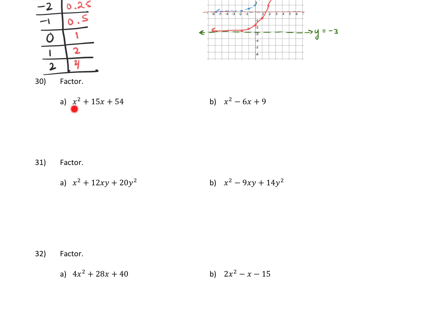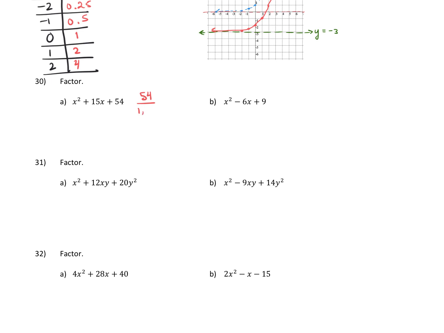Then we notice that this is only an x squared. There's not a number in front of the x squared. So that means we can do our factoring by starting with our c value. We're looking for factors of 54 that add up to our middle term of 15.